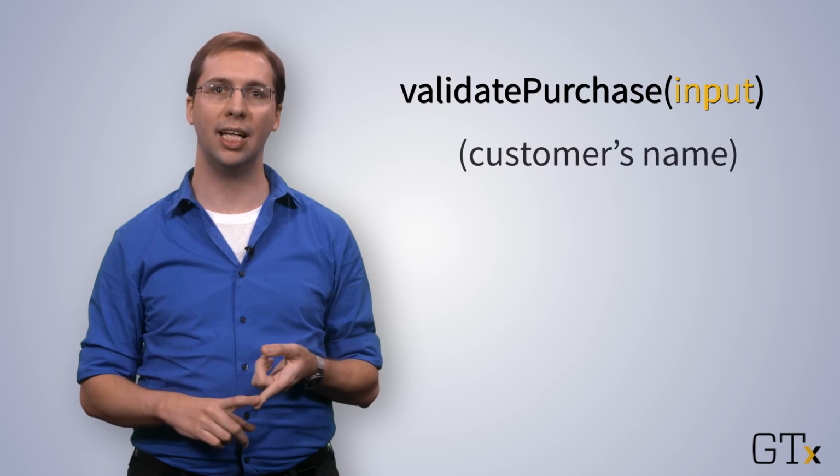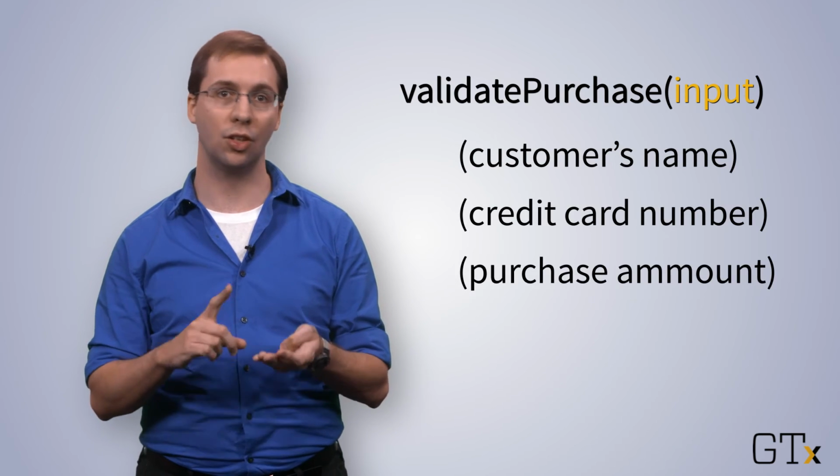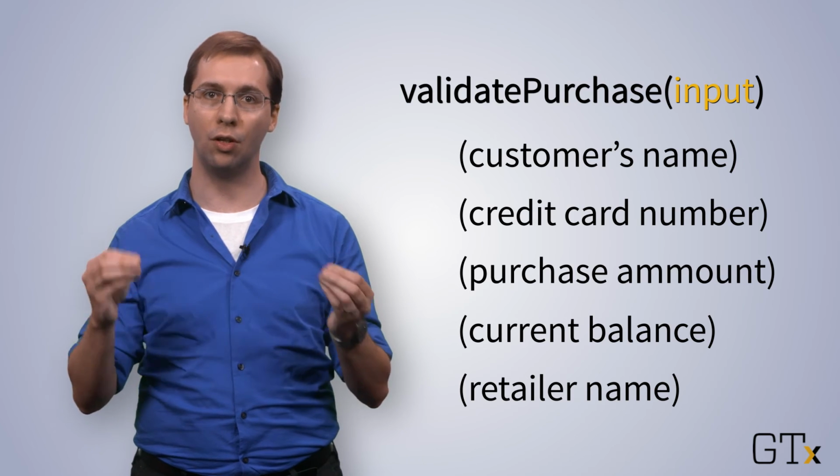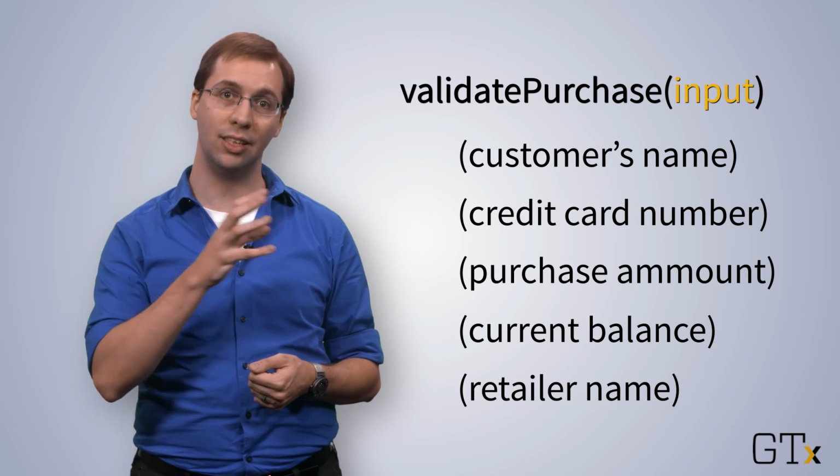The real power of functions is their ability to take lots of different pieces of input and produce some output. You could, for example, have a single function called validatePurchase that takes as input the customer's name, credit card number, purchase amount, current balance, retailer name, and so on, and returns just simply either true or false to indicate whether the purchase is valid. This goes far beyond just adding or subtracting a couple numbers. Functions can handle complex operations.